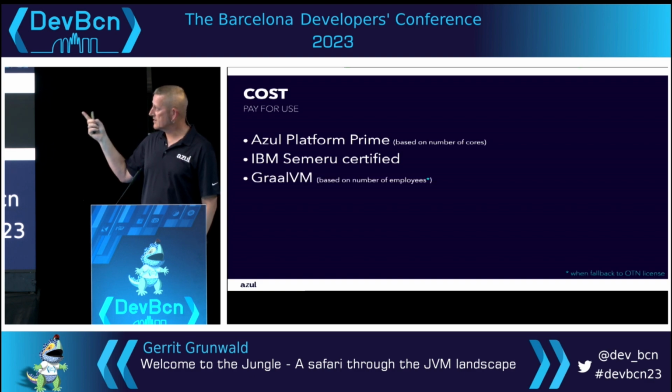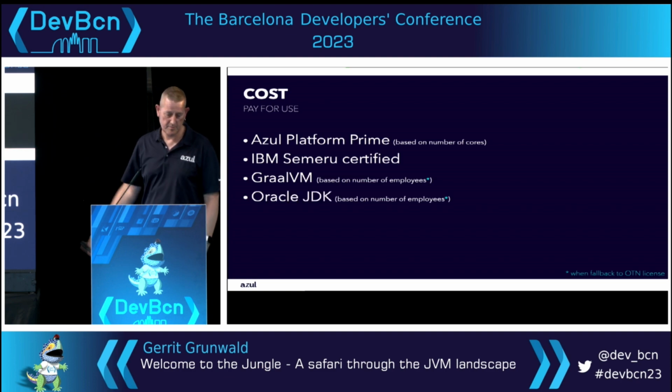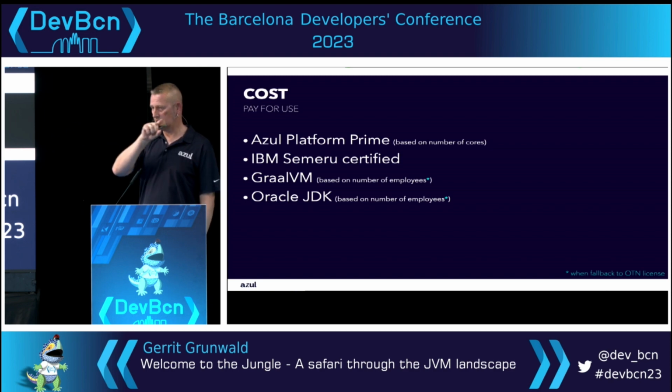I already mentioned that. It's based on the number of employees. When it falls back to this OTN license, you have to keep that in mind. And the same goes for Oracle JDK, right? So if you download the free Oracle JDK version, be careful. Especially if you use it today on 17, it will fall back to OTN next year in October, and then you suddenly have to pay for it.